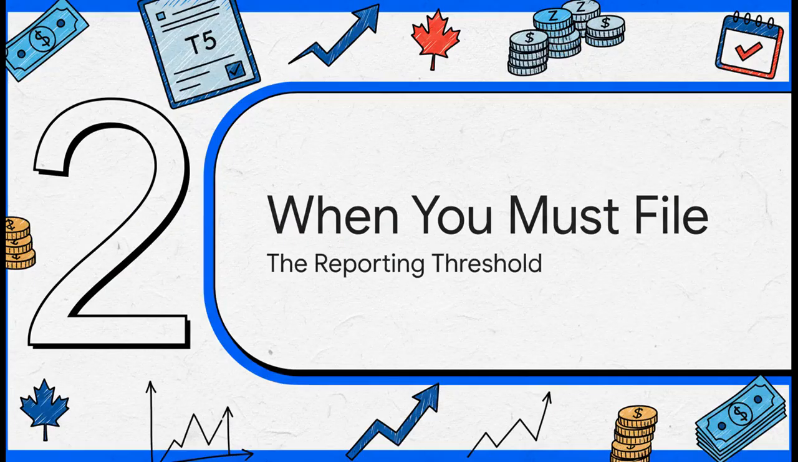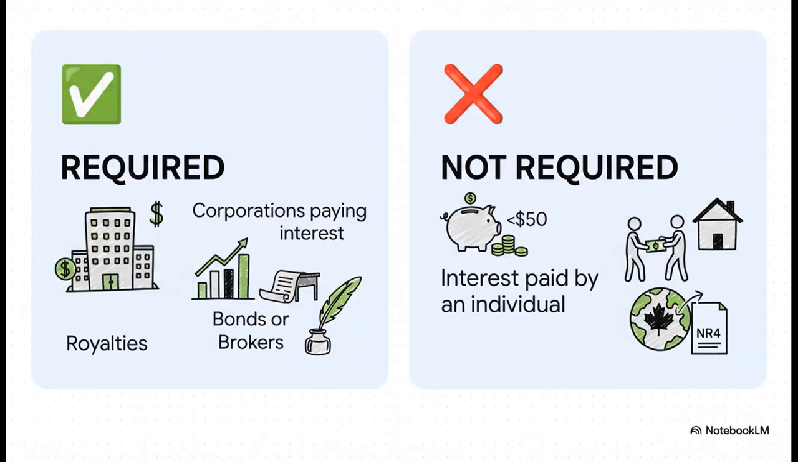Okay, so that leads to the next logical question. When does this obligation actually kick in? This is super important because you don't have to issue a T5 for every single cent of interest that gets paid. There's a threshold. And the CRA is actually pretty specific about this. Look at this breakdown. On one side, you have things like dividends, interest from bonds, royalties. That's definite T5 territory. But on the other side, look at the exceptions. The big one is that $50 rule we're about to talk about. But also, think about a private mortgage between two individuals. No T5 needed for that. Or payments to non-residents. Nope, that's a whole different form, the NR4. Honestly, knowing what not to file is just as important as knowing what you have to.